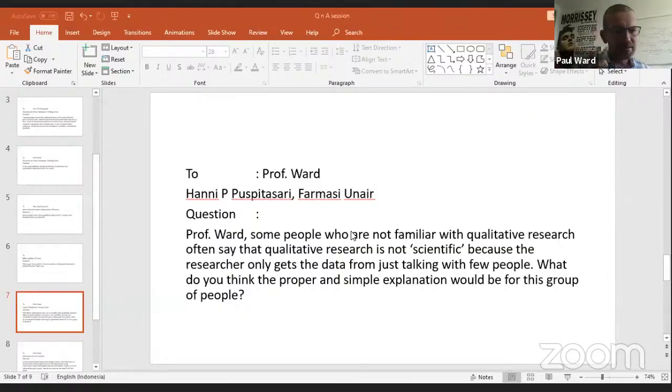So I hope that's a useful way of responding, in pharmacy or wherever else you are, when people say qualitative research isn't scientific. Hopefully that gives you something to be able to say back to them.